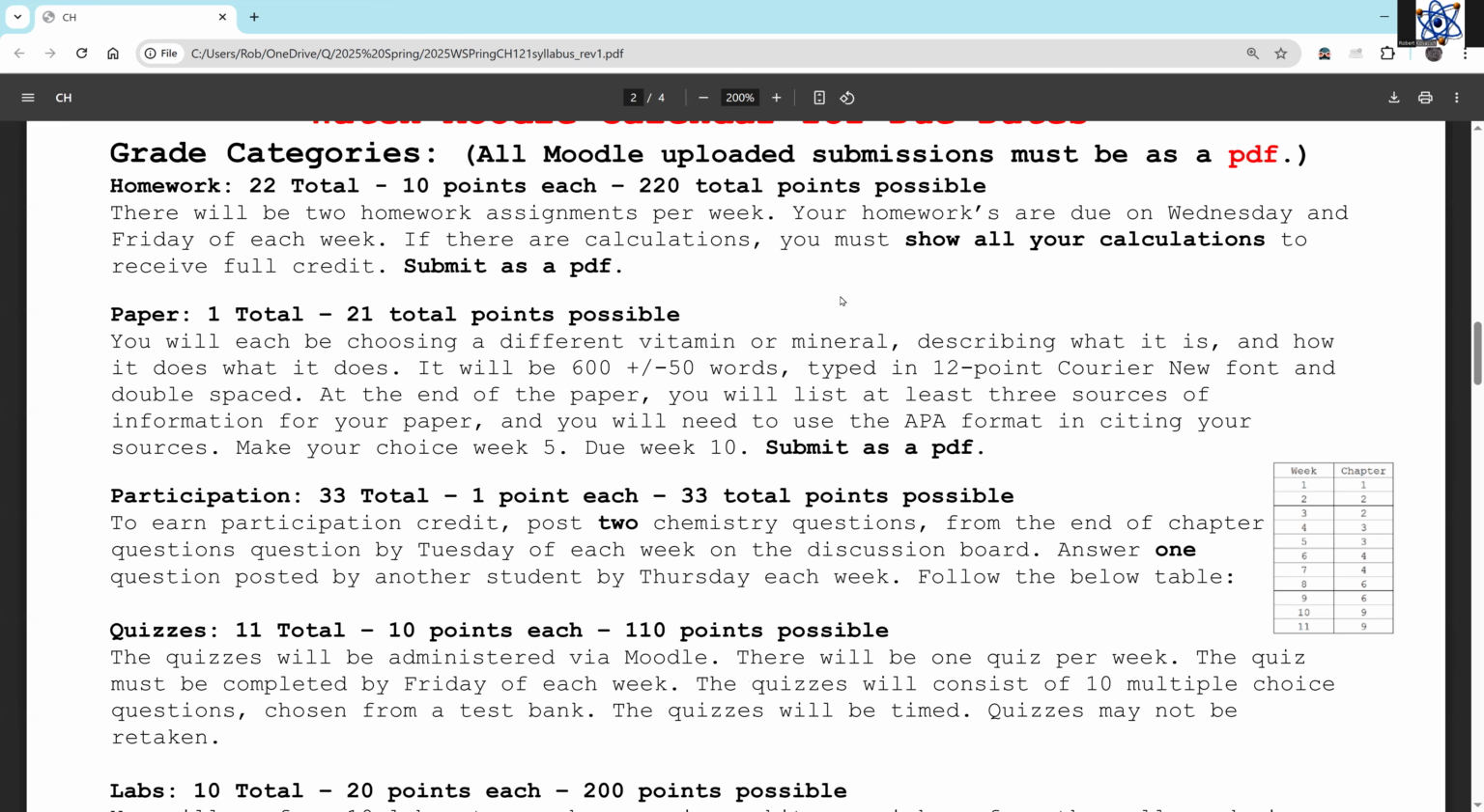There's one paper. The paper is going to be about a vitamin or a mineral, and I want you to pick a vitamin or mineral, post that in the topics for the paper, and then write the paper. And here's your criteria for the paper. Not very long, and it's due week 10. Week 5, I want you to have made your choice as to which vitamin or mineral you want. And again, submit it as a PDF.